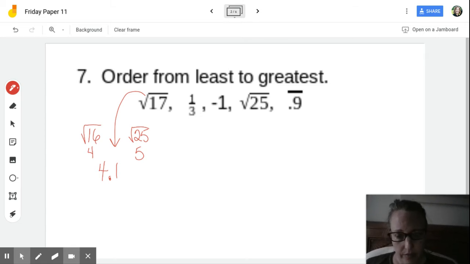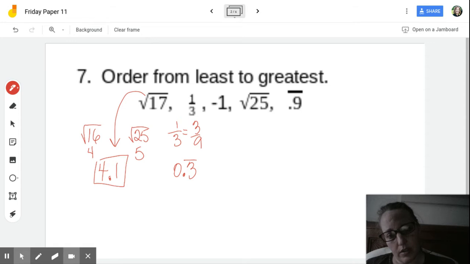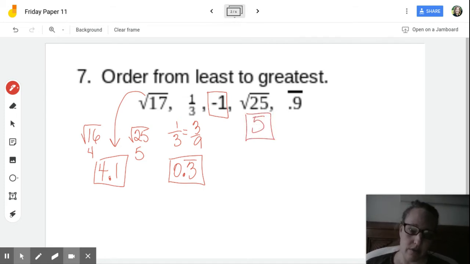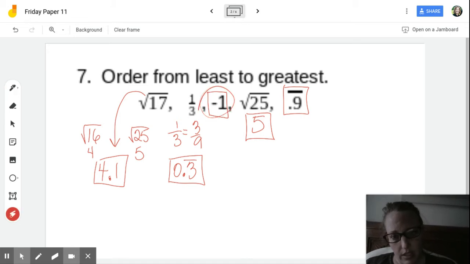1/3. 1/3 is the same as 3/9, and anything over 9 is that number repeating. So we have this number, we have this number, we have -1, we have 5, which is the square root of 25, and then we have this number, 0.9 repeating. So are there any negatives? Because if there's negatives, that would be the smallest number, and there is, right? So the -1 is the smallest.